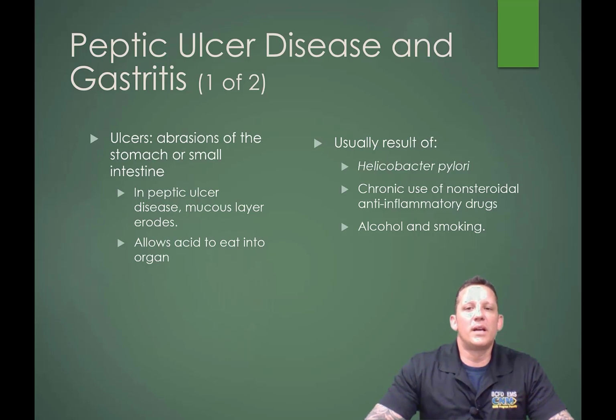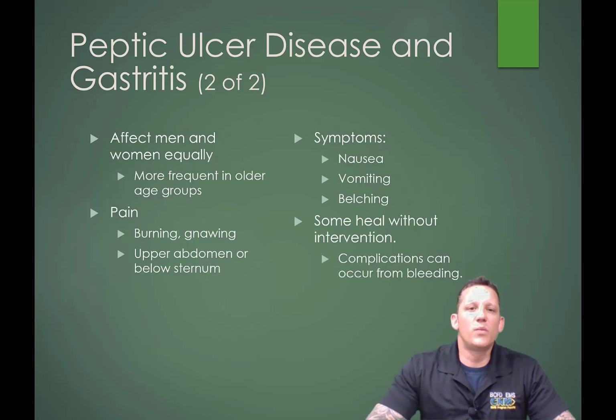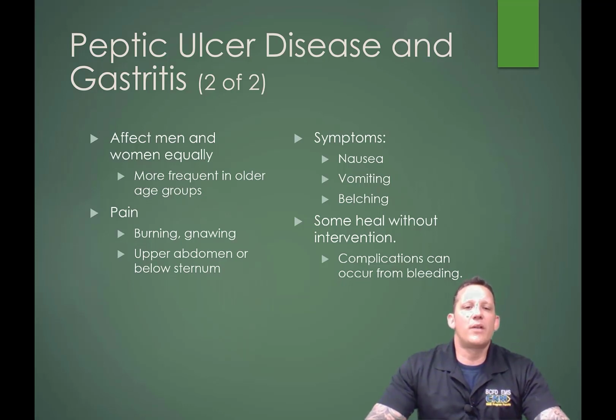This is usually as a result of H. pylori bacteria or the chronic use of NSAIDs, right? And that's your ibuprofens and the like. Heavy consumption of alcohol on a regular basis and smoking can also be a contributing factor. Now, peptic ulcer disease affects men and women equally, more frequently in older age groups, and that's, again, generally thought to be just because as we age, our body systems begin to degrade regardless of how well we take care of ourselves. At a certain percentage per year, we can stave it off a little bit, but as you get older, things tend to wear out and have less ability to rebound.